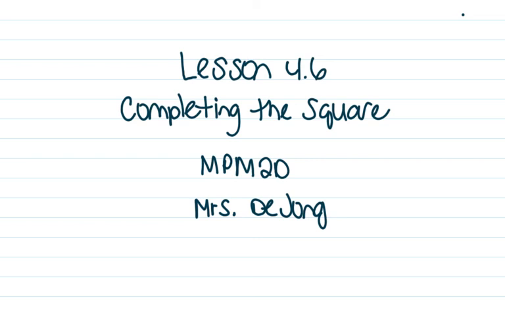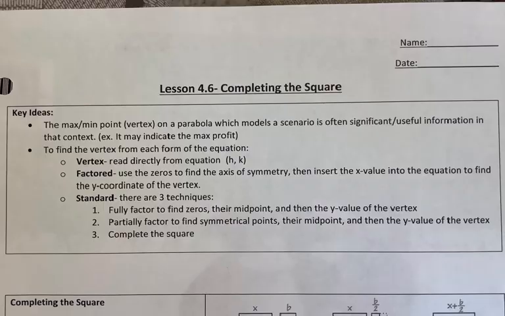So on your handout that you'll find on Teams, at the top there's a box with key ideas, and it says this. The max and min point, or the vertex, on a parabola which models a scenario is often significant or useful information in that context. For example, it may indicate the max profit.